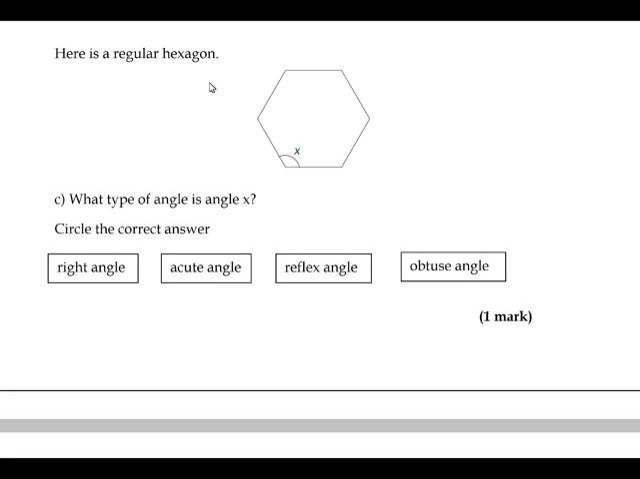Here is a regular hexagon, and it's asking us what type of angle is angle X, and circle the correct answer. So we know it's not acute, we know it's not a right angle, so it must be obtuse.